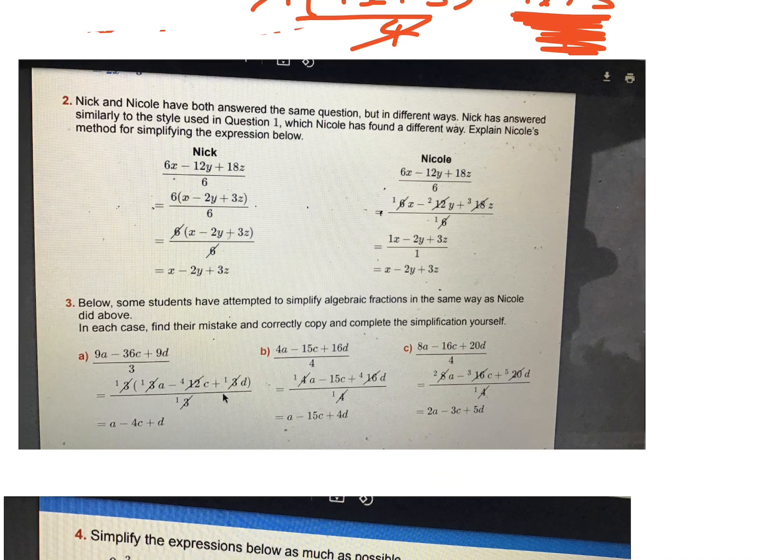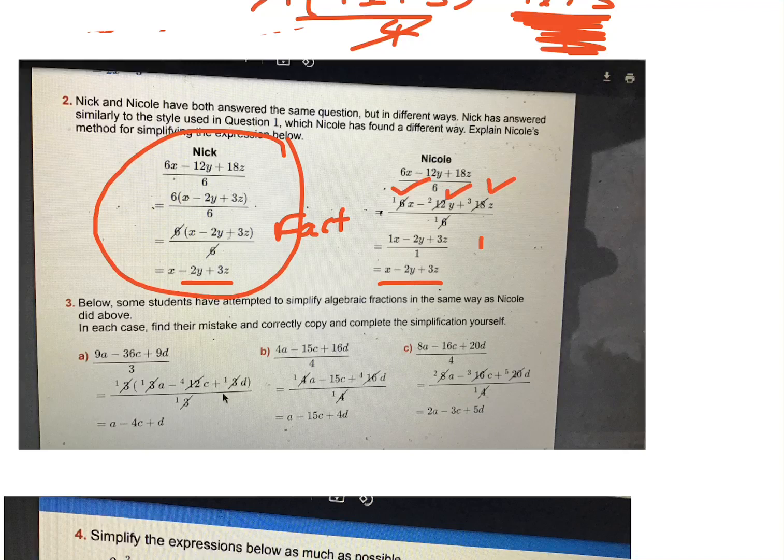Okay, you're looking at number 2. They're doing exactly the same thing. Let's see what they did. Did they do anything wrong? Nick and Nicole answered the question in different ways. Oh, they both got the same thing. Nick factorised it first, and Nicole cancelled it, but because she cancelled into every single term, it was okay. When you're cancelling every term, you're really cancelling out a common factor.